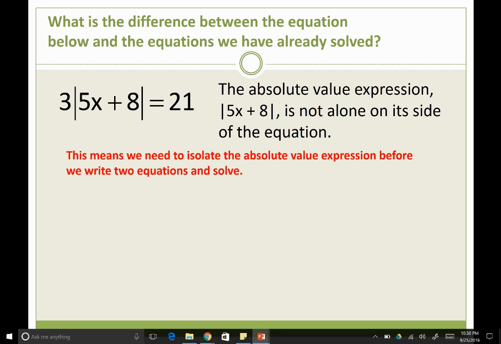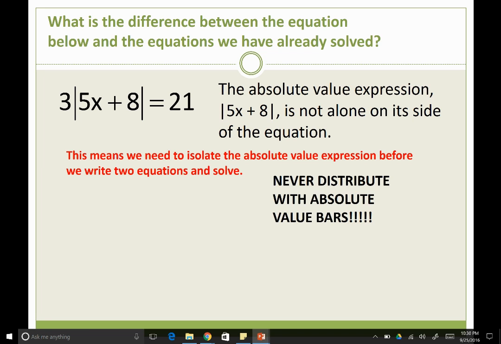All right, and one thing we have to be able to do is get the absolute value bars alone if they're not alone. One other important fact we have to know is we never distribute with absolute value bars. So you cannot just distribute the 3 to the 5x and the 8. What we actually need to do is cancel out that 3, just the same way we did previously when we wanted to get rid of anything that was being multiplied, get rid of a factor.